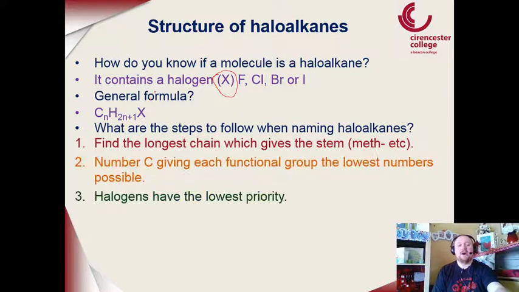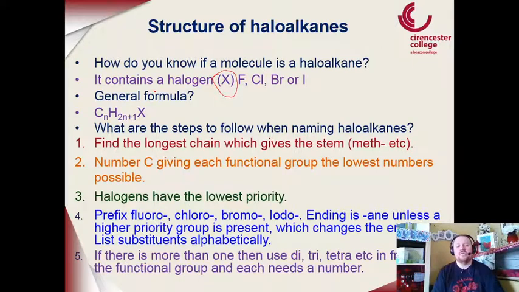I'm hoping you guys already know how to name these haloalkanes, but here are the steps if you're unsure. The new things are that we're going to be using the prefixes fluoro, chloro, bromo, or iodo. And do remember, if we've got more than one of these, we have the di, tri, tetra, etc. in front of the functional group. Hopefully that's something you're starting to get quite good at now, naming compounds. If not, keep practicing. It's not a problem at all.